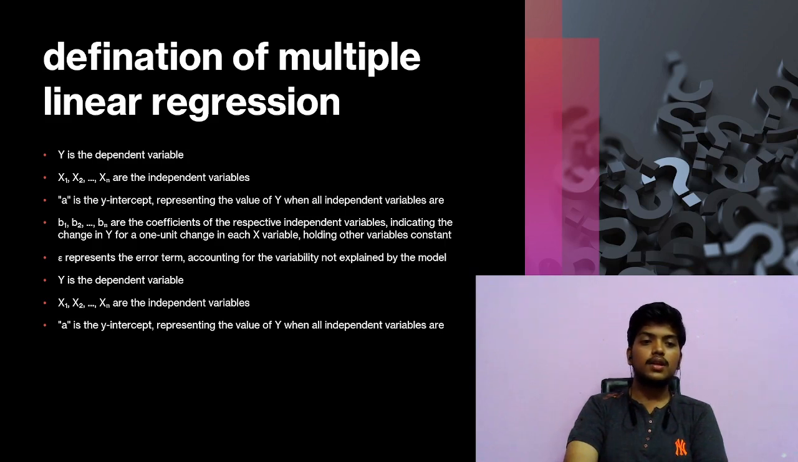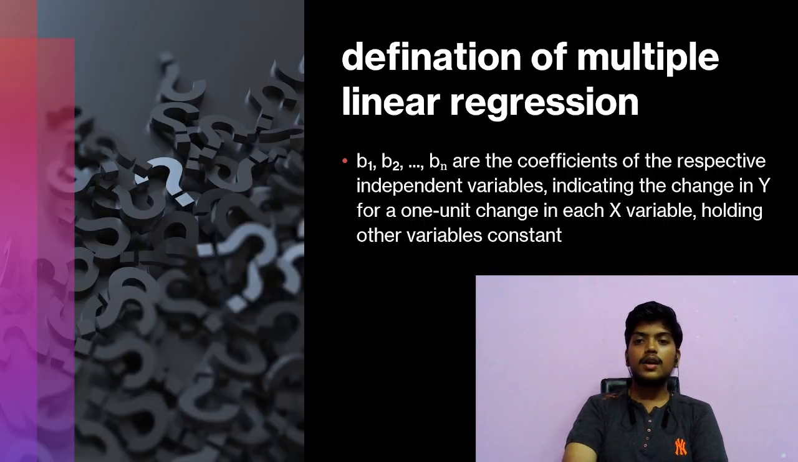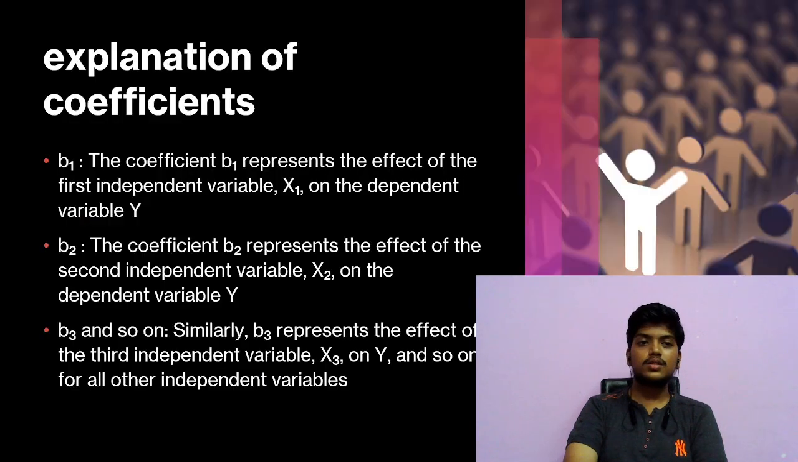Y is the dependent variable. X1, x2, so on up to xn are the independent variables. A is the y-intercept, which represents the value of y when all independent variables are zero. Definition of multiple linear regression. B1, B2, so on up to Bn are the coefficients of the respective independent variables, indicating the change in y for one unit change in each x variable, holding other variables constant.